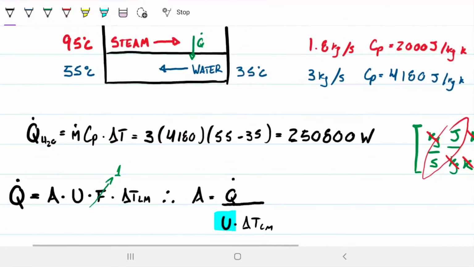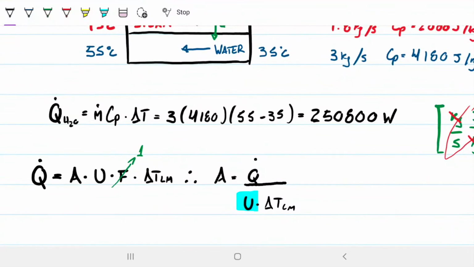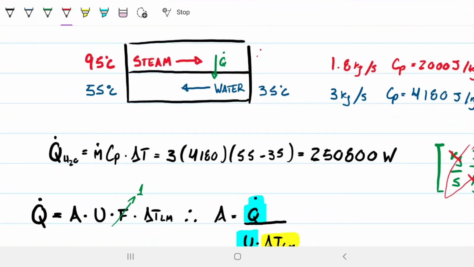Okay, so what next? Well, to be able to find, well, we already have these two. What we don't have is this. To be able to find that guy, I would need to find this fella here, right?